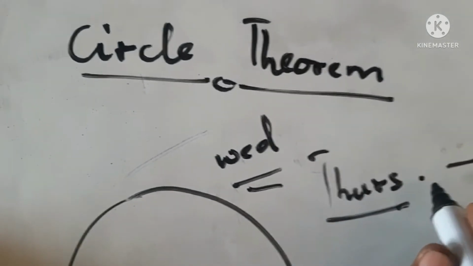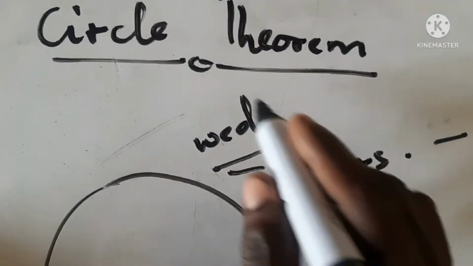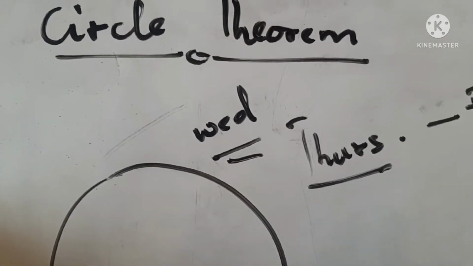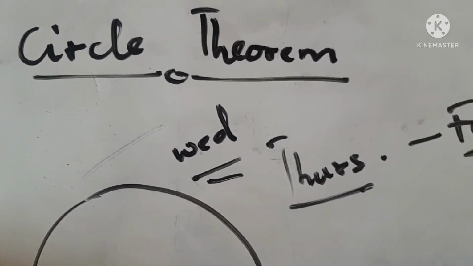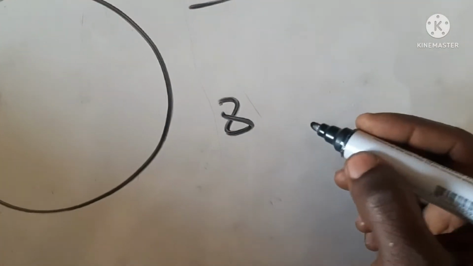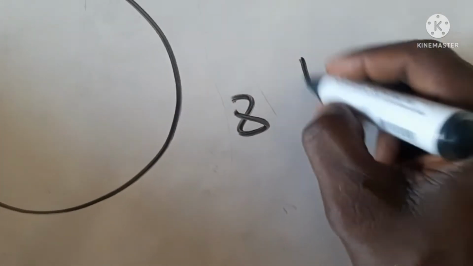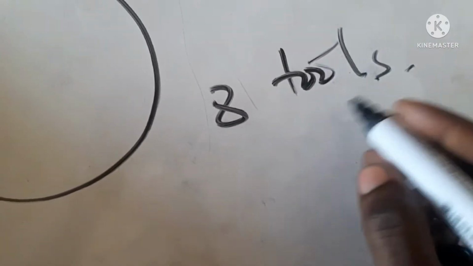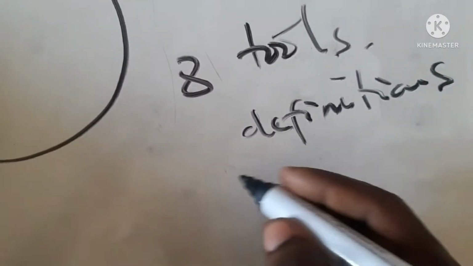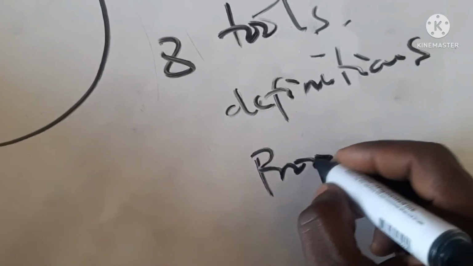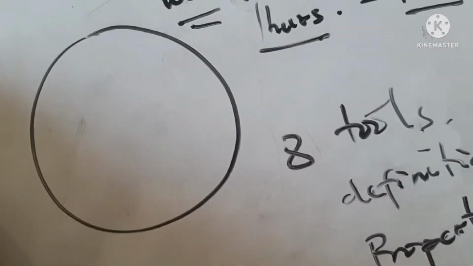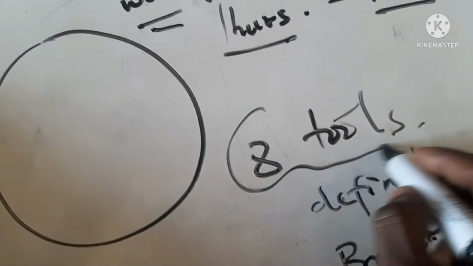So the idea here is that when you say circle theorem, it is something that has already been proved to be true, and we are just going to use it to solve any problem that they give to us. So here in all we have the basic ones: eight tools, or maybe eight definitions, or a proof or property, that we are going to study here and see how to use them. In all we are going to look at eight tools in our circle theorem.